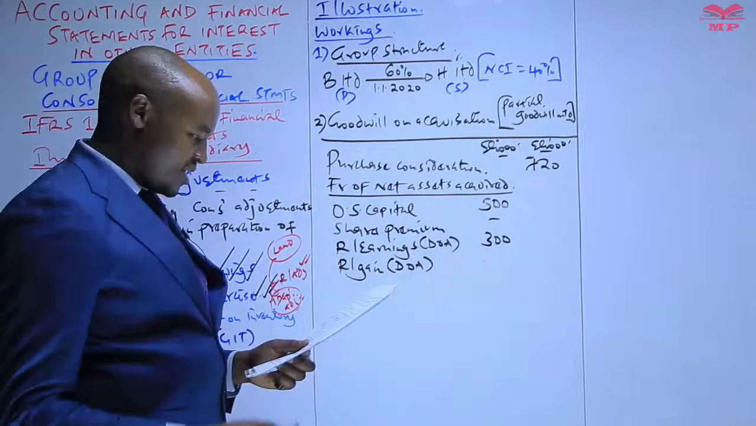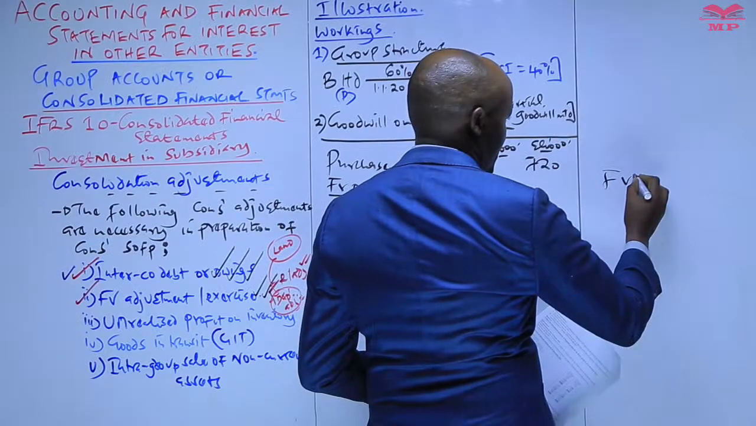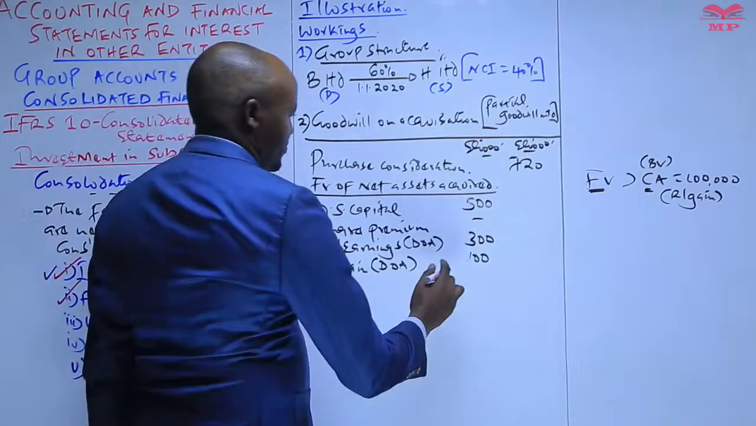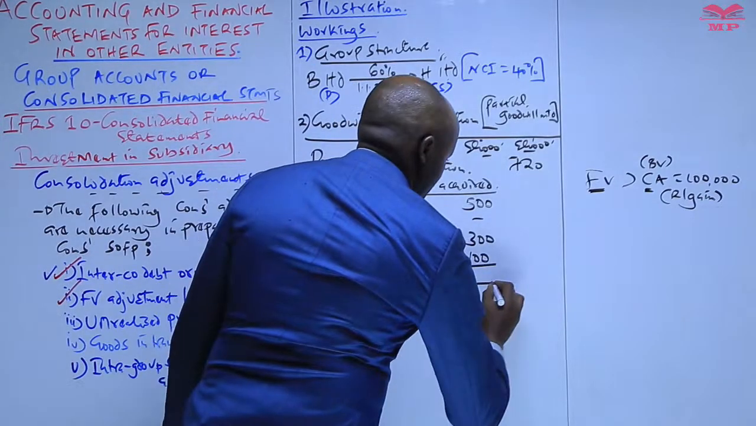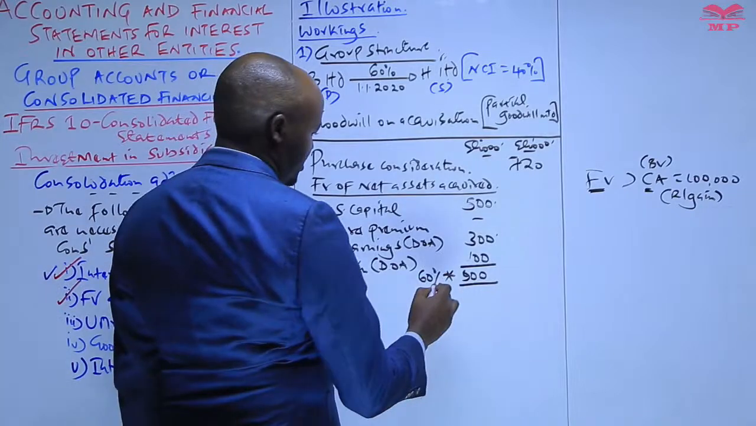And as per the information given in note number 3, we are told that at the date of acquisition, the fair value of H Limited, the subsidiary, net assets approximated their carrying value with an exception of a plant whose fair value exceeded the carrying amount. The fair value excess is treated as a pre-acquisition revaluation reserve. So we include it here. So this is 100, and in our case, we are only interested in the net assets acquired by whom? By the parent company in the subsidiary.